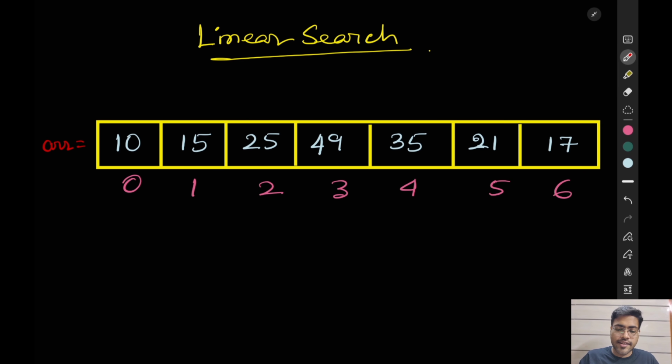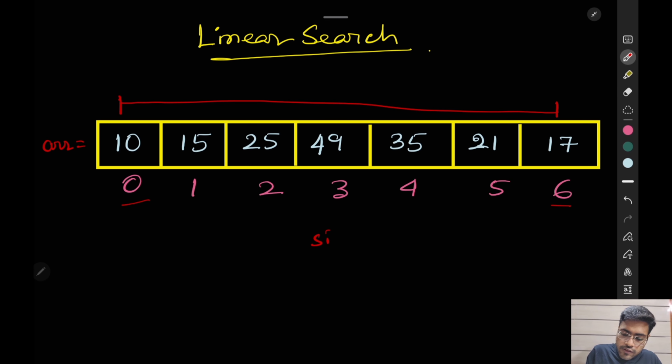And here linear search means we have to check whether the value is present from the 0th index to the last index or not. Here we can see the indexing starts from 0 and it goes up to 6, right? So the size is 7. So here in linear search I have to check a value, let's say 21, whether the value is present at any index or not.